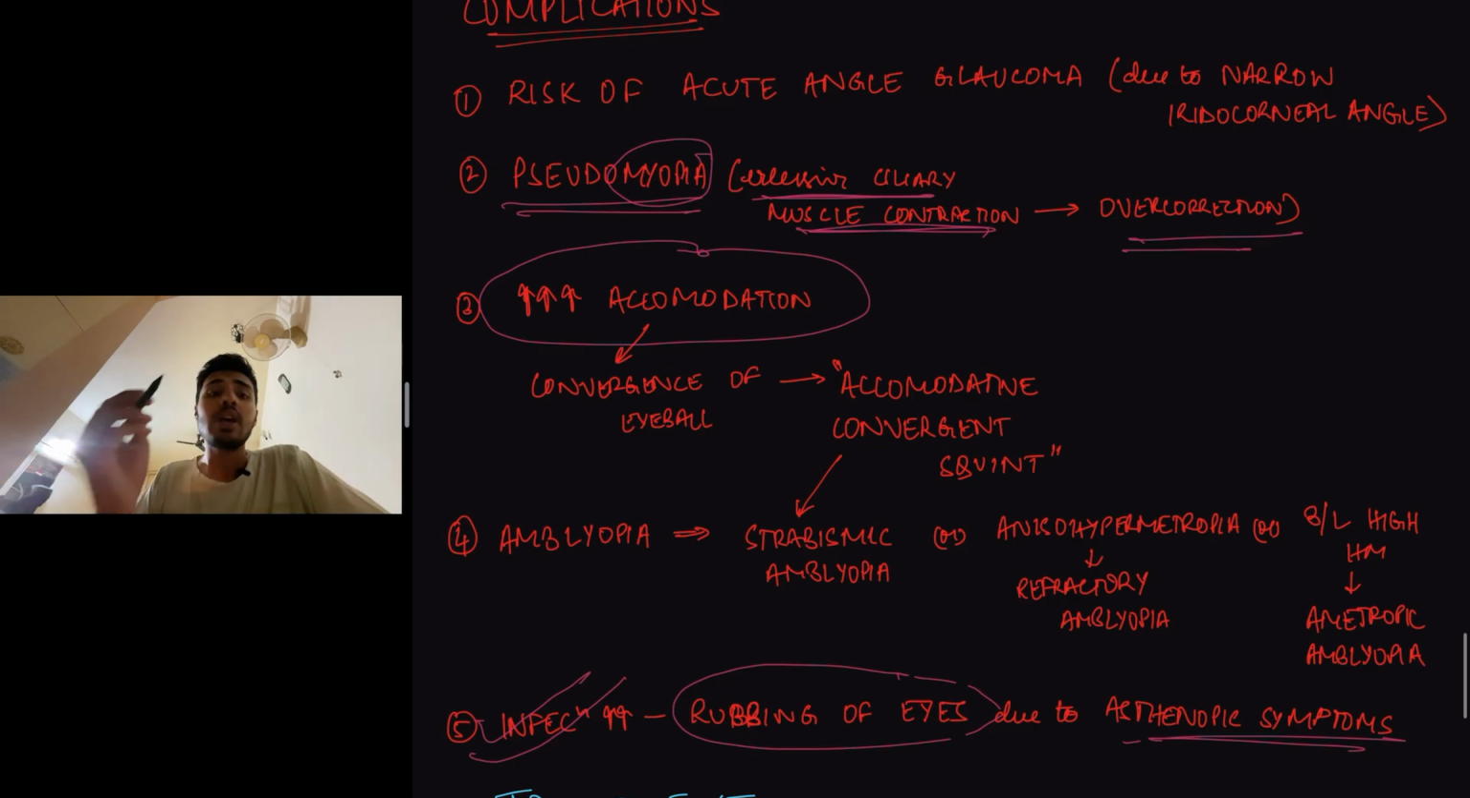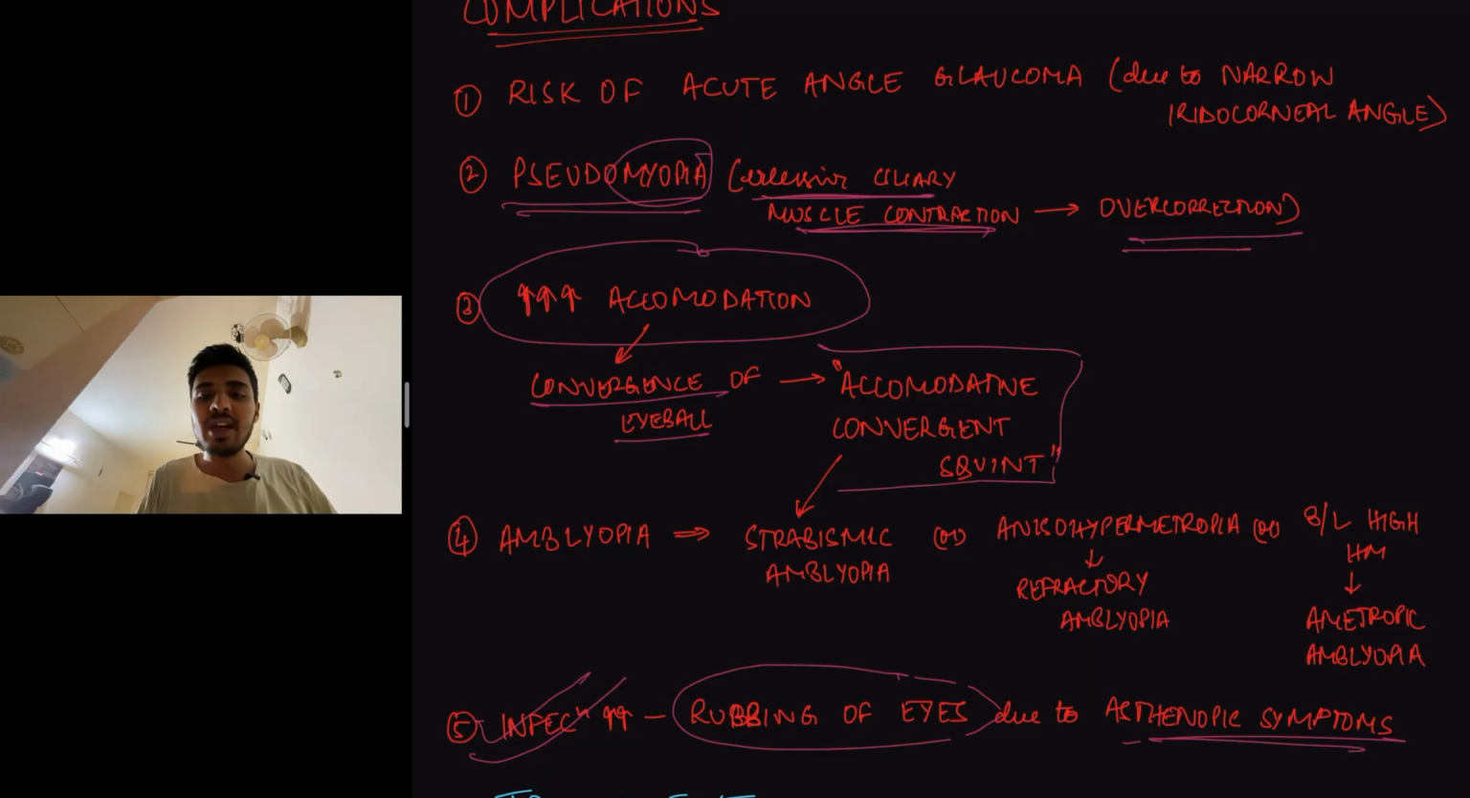Then you have, as I told, when there's excessive accommodation, accommodation is always accompanied with convergence of eyeball. So that can lead to permanent convergence known as accommodative convergent squint. The squint is convergent and it's due to excessive accommodation. This is known as accommodative convergent squint.